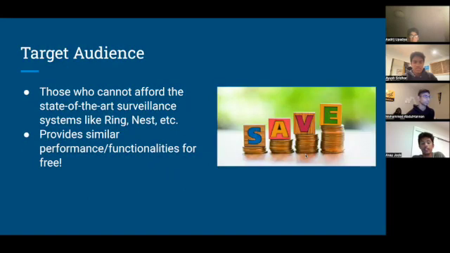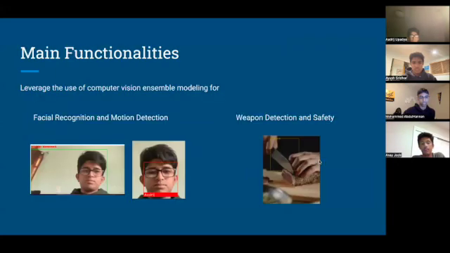Who is our target audience? The application is intended for those who may not be able to afford complex front door detection and surveillance systems such as Ring, which can cost up to $300, yet would like to keep their belongings and loved ones safe. We leverage machine learning and computer vision to provide three main functionalities in this application: face detection, weapon and suspicious activity detection, and simple motion detection.